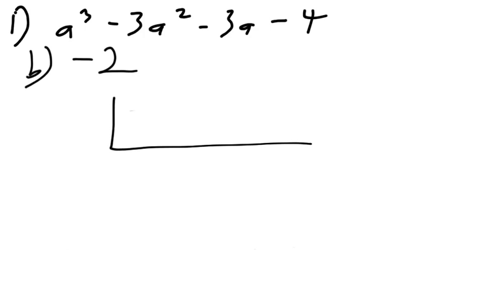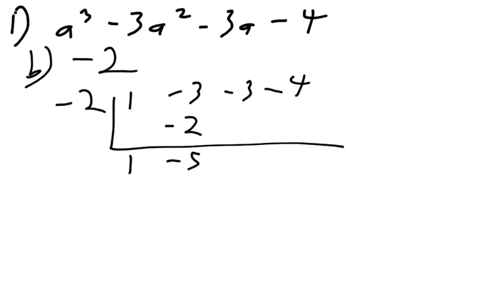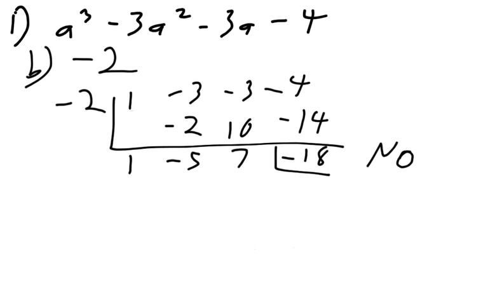We're going to do the same thing with -2. The 1, -3, -3, and -4 stayed the same. This time a -2 is on the outside, so we got -5. 10 makes 7. 7 times -2 is -14, which gives me -18, so the answer is no, we don't have a 0.